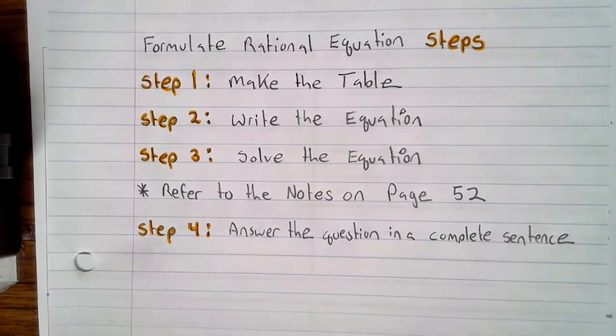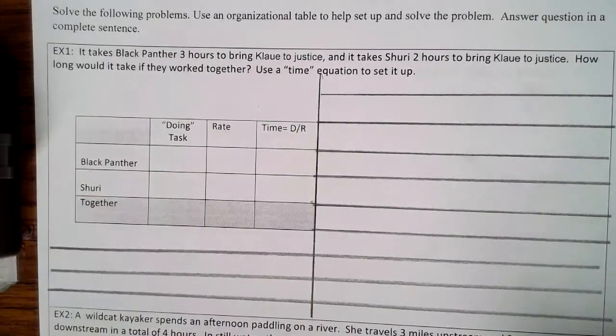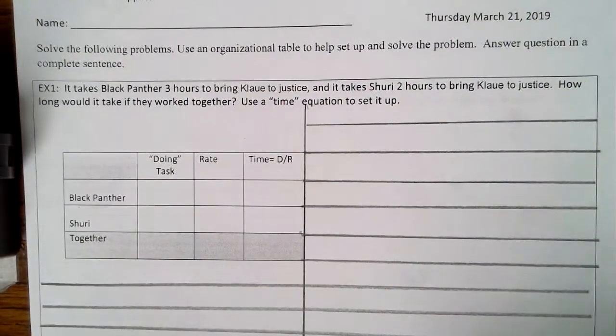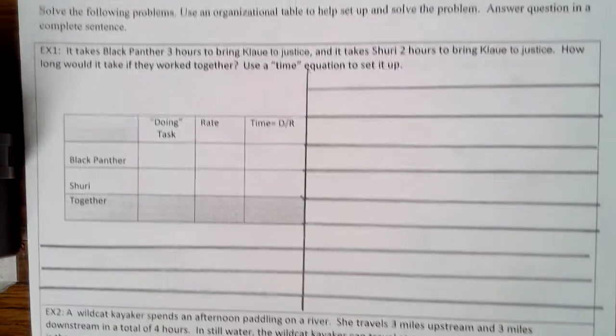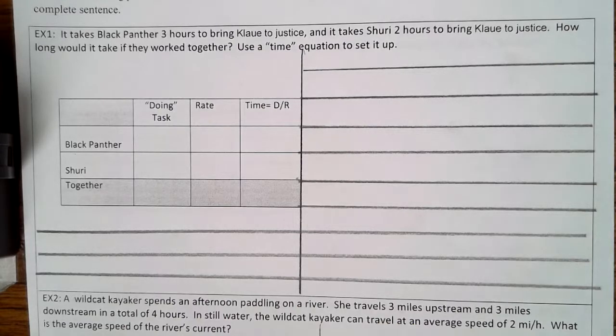Let's take a look at the examples. Solve the following problems using an organization table to help set up and solve the problem. Answer a question in a complete sentence. Example 1. It takes Black Panther 3 hours to bring Claw to justice, and it takes Suri 2 hours to bring Claw to justice. How long would it take if they worked together? Use a time equation to set it up.